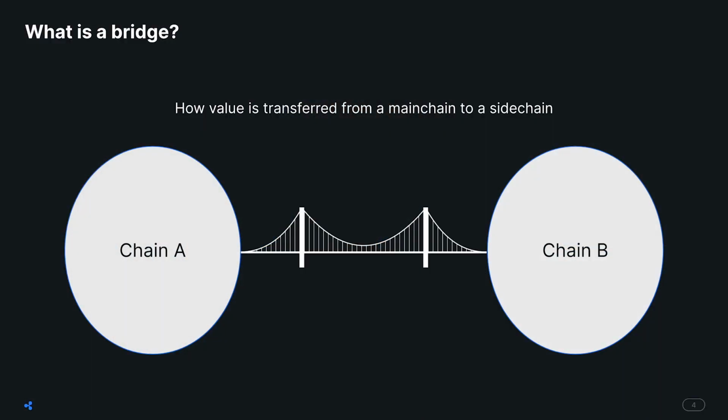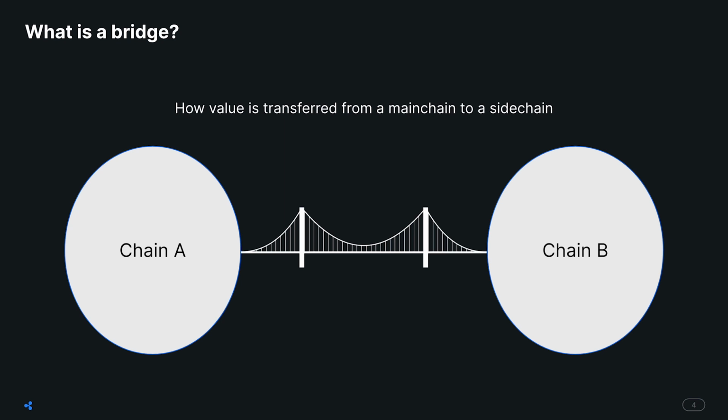The way that a bridge works is you're basically transferring value between two different chains. Generally, one chain is a main chain and one chain is a side chain, but this isn't always true. You can also transfer funds between two different main chains. Just for the sake of example, let's look at transferring between two chains. So you've got chain A and chain B, and you've got this bridge between them.